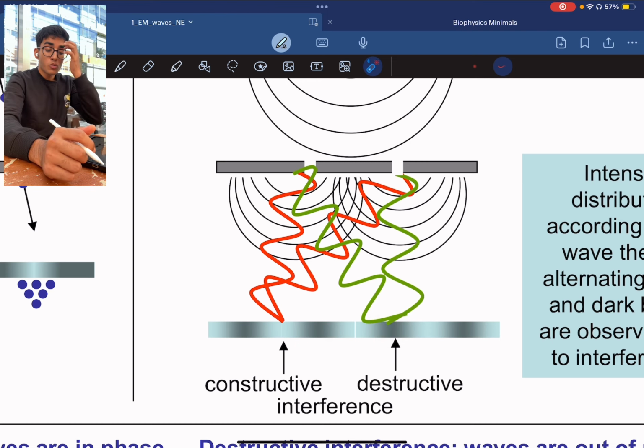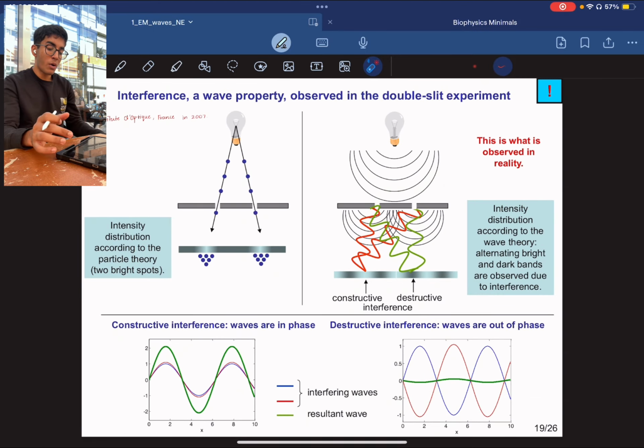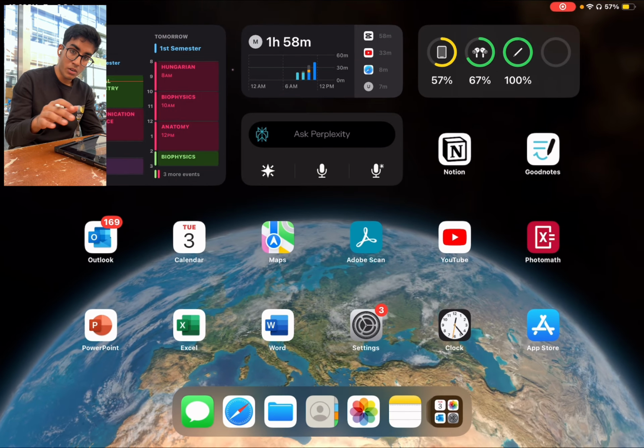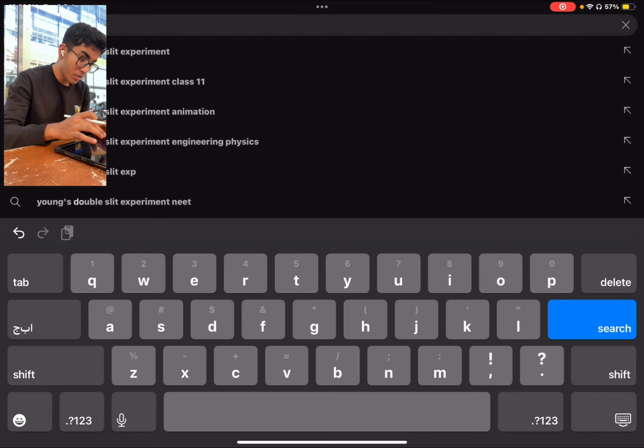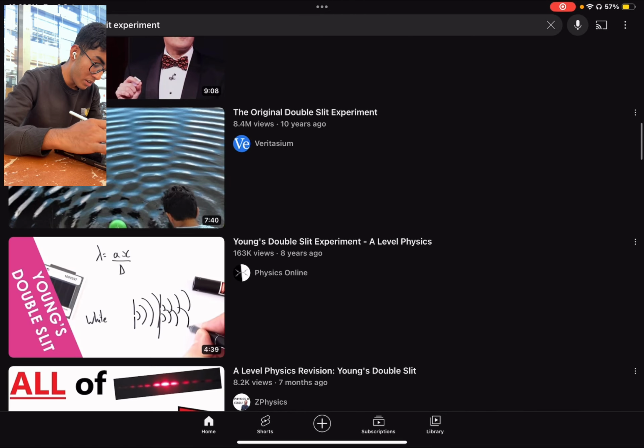Okay, so what happens here? Why does this happen? I want to explain this using a YouTube video. Let me just pull that up really quick. Double slit experiment. You guys should see this guy, Veritasium.